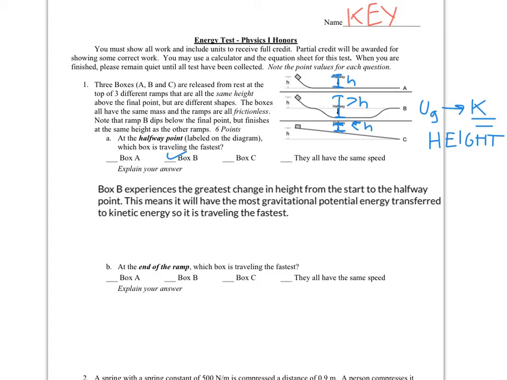When we move on, though, and consider the end of the ramp, what we end up seeing is they all start and end at the exact same height. And even though their pathways of getting there are very different, A gets there almost immediately, B actually drops down below and then comes back up, and C gradually goes down the entire time. What really matters is at the end, all of them drop a height of h, and that means that they'll all be traveling at the same speed.